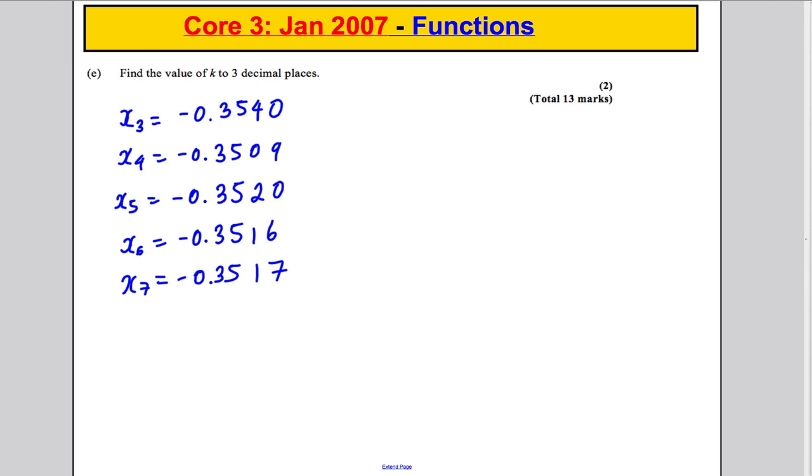Now these have repeated and they're the same. Therefore, because the fourth decimal place is 5 or higher, both of these to 3 decimal places would therefore be x is equal to negative 0.352, and you round up to 2. And that would be your approximate answer for k.